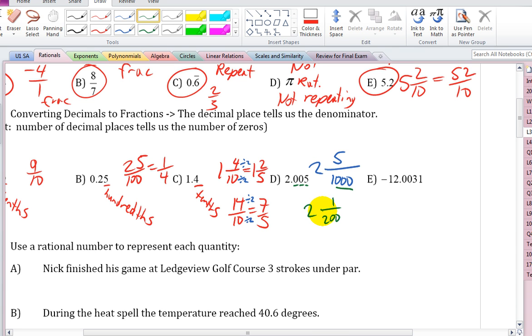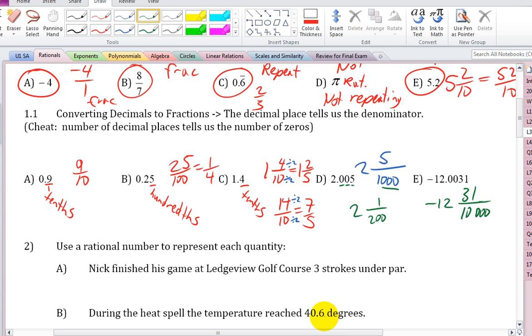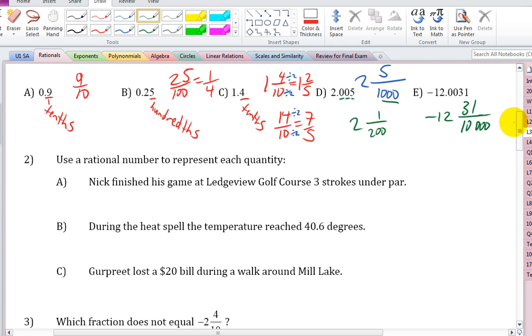Okay. What about the next one? Can you see from back there, Emma? Okay. Okay. 31 over, Nicole? 10,000. Good. Okay. Done. Any questions? You need to be able to convert. We do it all the time, okay? If you have any questions, ask, Google it, do something. Don't just sit there and pretend you'll go away.